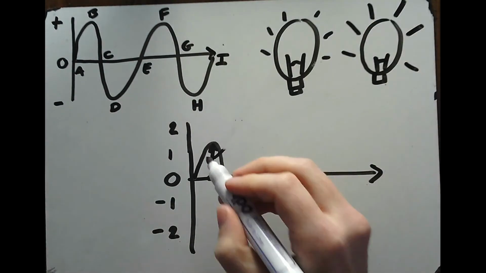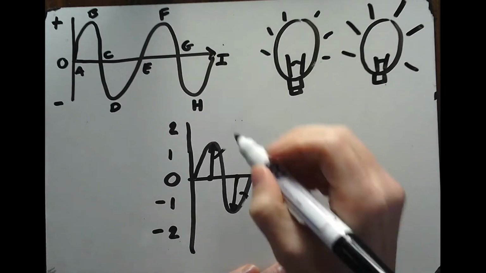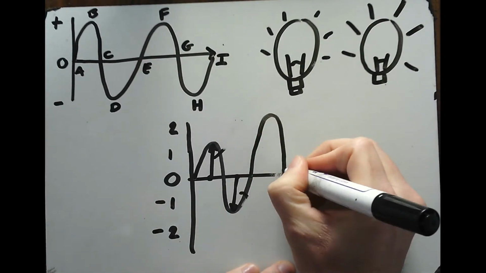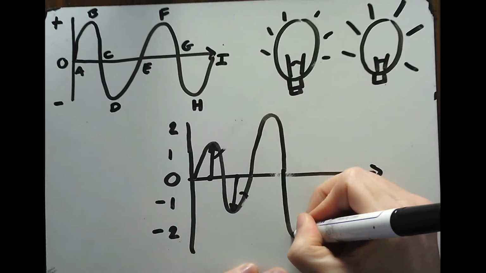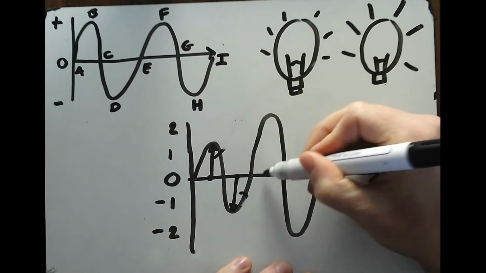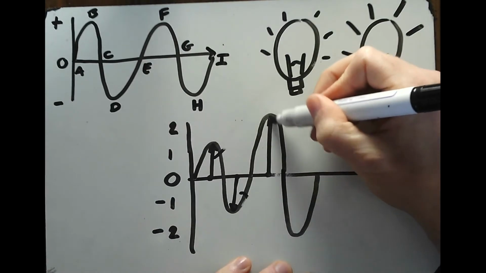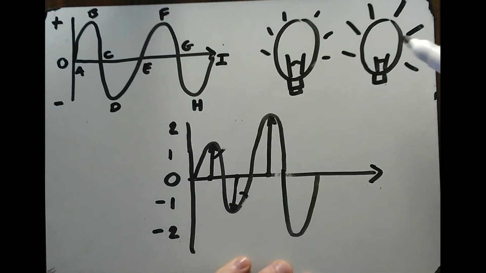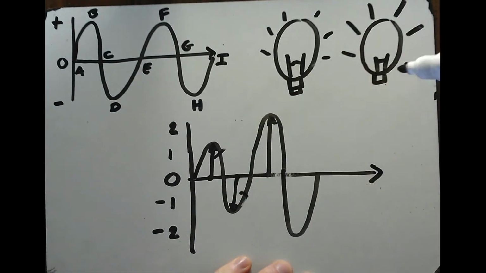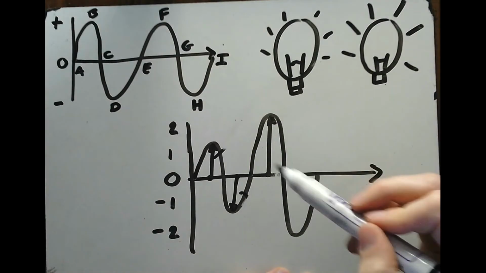So what would happen to the amplitude is it was at 1. I'm now going to increase the intensity to 2. And I'll do it in the negative as well. So you can now see that my amplitude, from the line of 0 to the peak, is double what it was. And we can see that this light bulb is twice as bright. So the amplitude just represents the intensity of the wave.